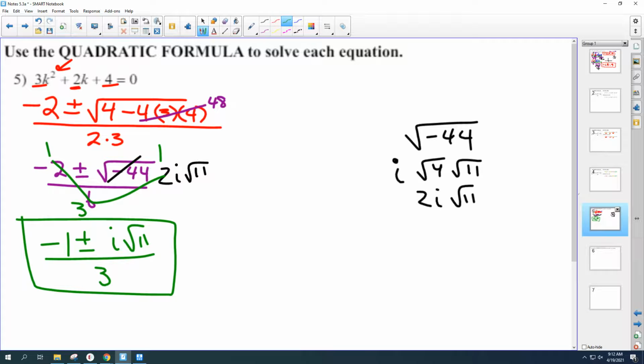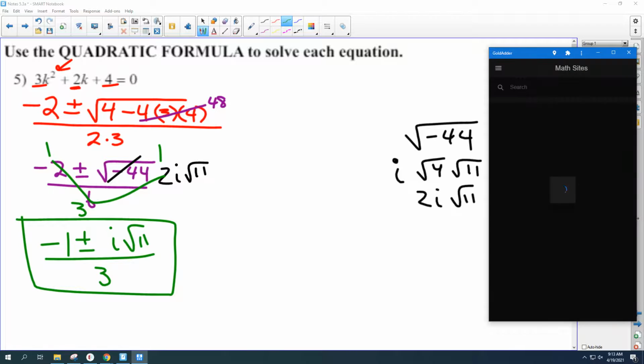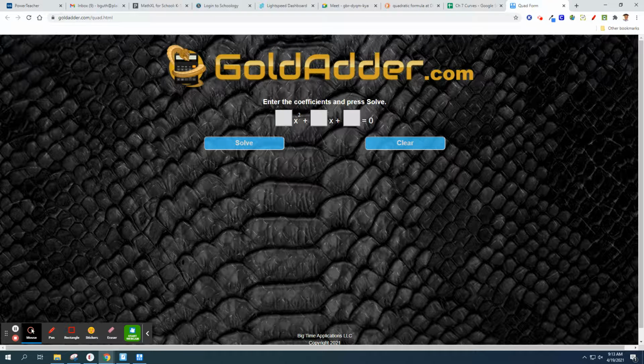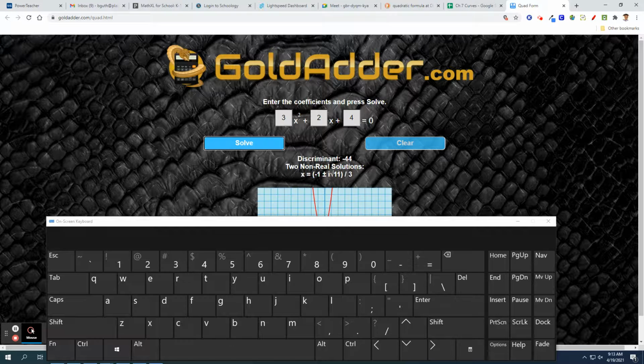Now, I want to show you something, okay? If you go to Gold Adder, I've got a site for that. So if you go to the math sites and find the one that says quadratic formula, we're going to be able to do this, okay? So what you'd have to do, though, is make sure to type in those coefficients. So help me out here. That first coefficient was 3, I believe, right? And then the next one was 2 and 4. Solve.